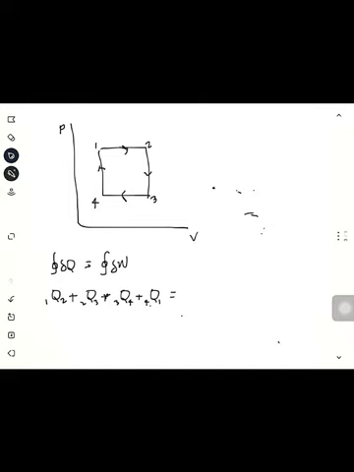This is equivalent to work from state 1 to state 2 plus work 2 to 3 plus work 3 to 4 plus work 4 to 1. Okay, so that one.